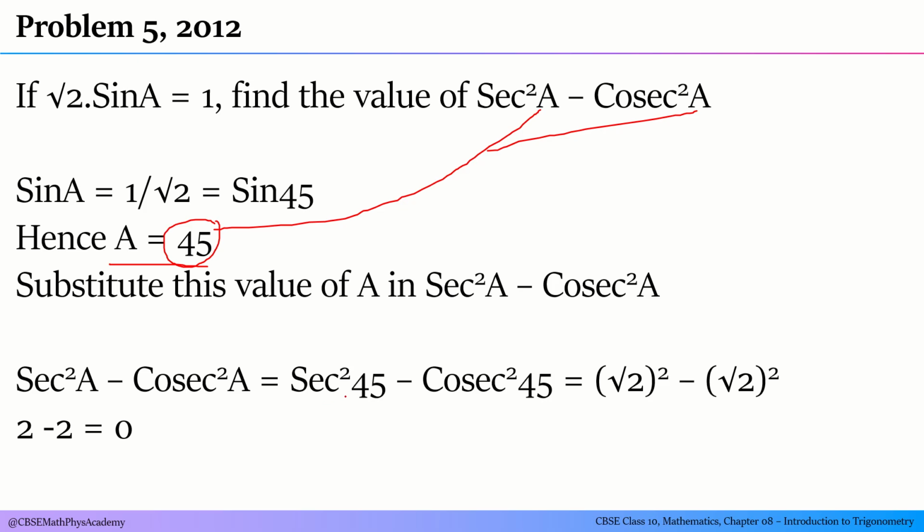The value of sec 45 is root 2, so I am putting the whole square, and the value of cosec 45 is also root 2, so I am squaring both. You get 2 minus 2 is equal to 0.